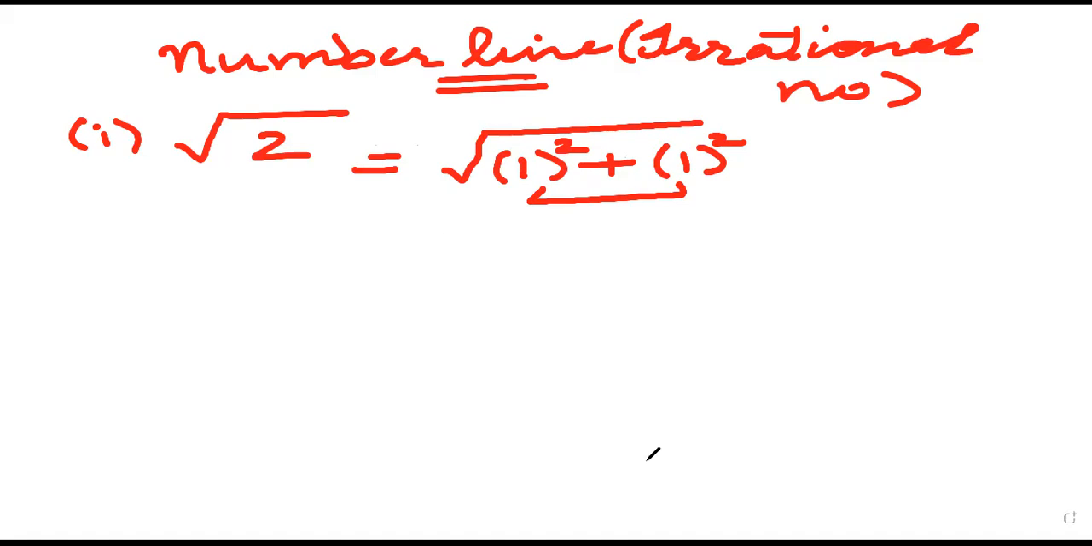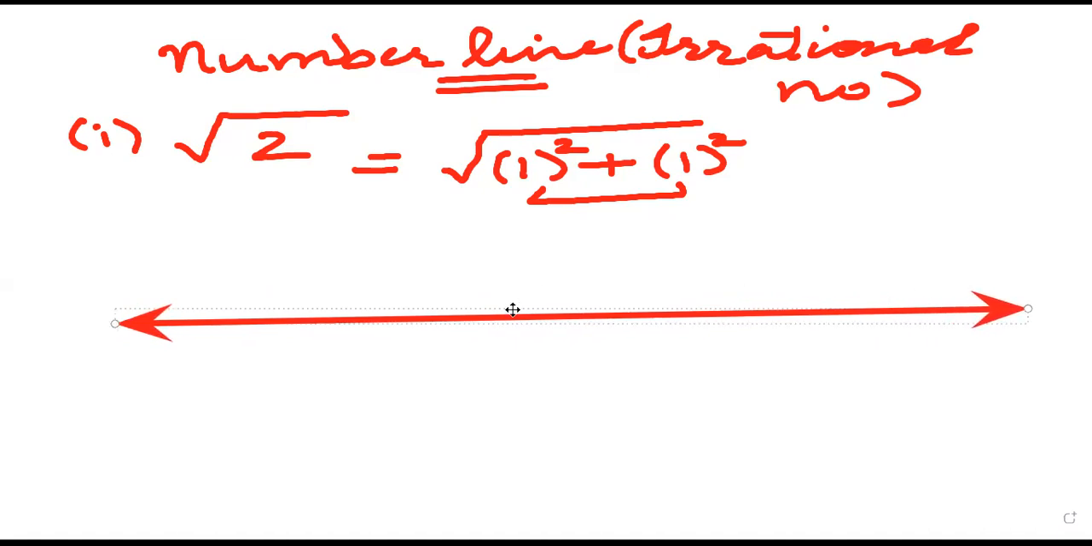Okay, now let's see how to draw this on the number line. Let me take a number line here. Now, children, you have to draw a number line. Fine. And on the center, it is your zero. Take your zero or O anywhere. Fine. Now, the first one is one square.